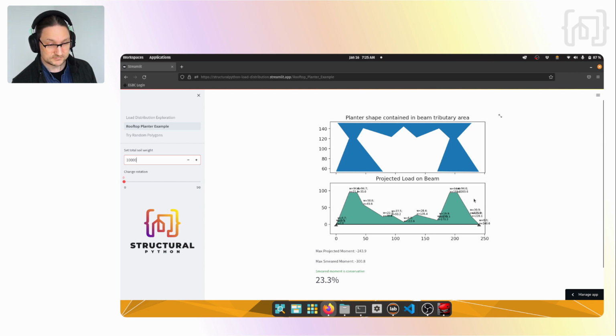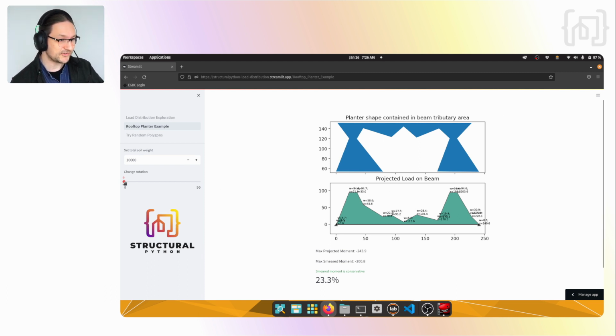concert. Below, you can see the maximum projected moment using this as a distributed load across a whole simply supported span beam, compared to what a smeared moment would look like if this total load were distributed as a uniform distributed load across the beam. We can see that in this orientation of the planter, the smeared moment is over 20% conservative, meaning there's potential cost savings for our building owner.